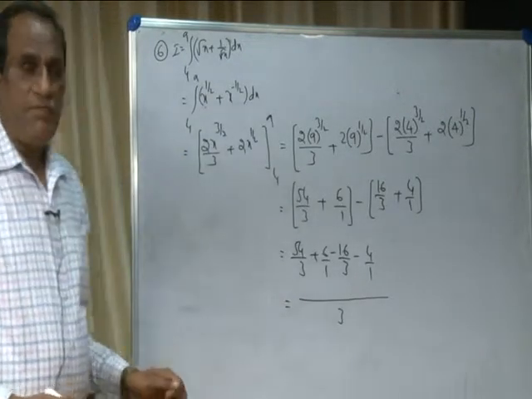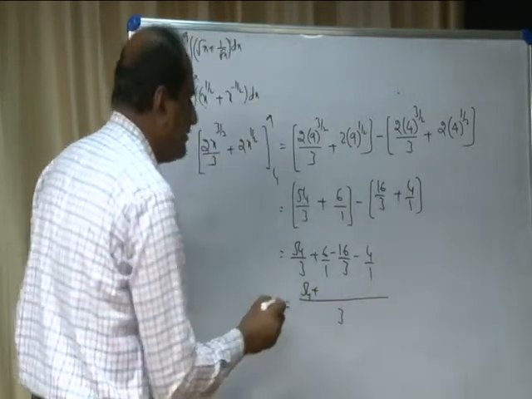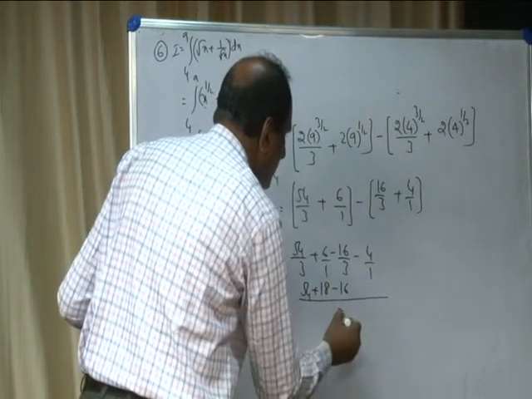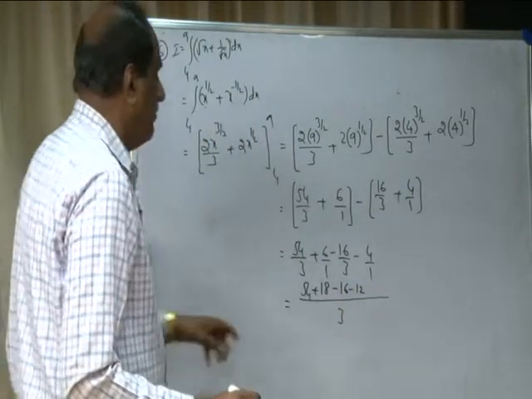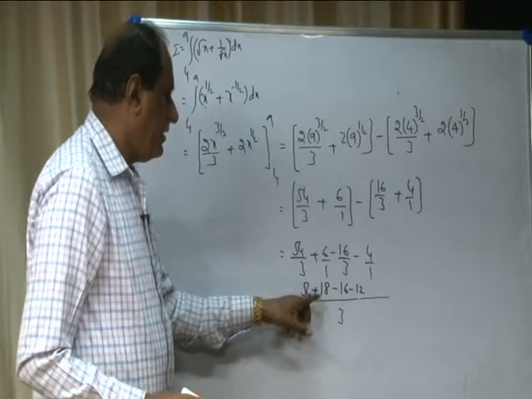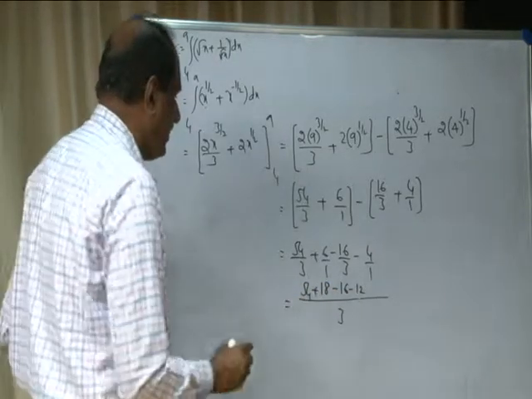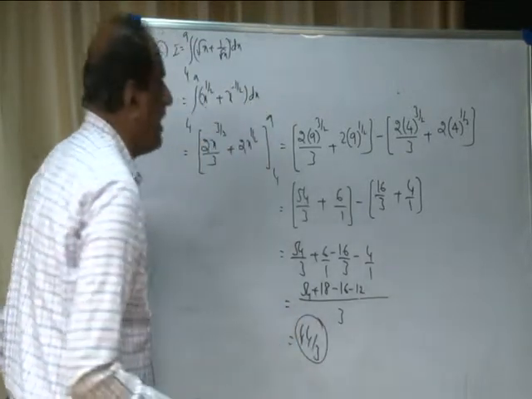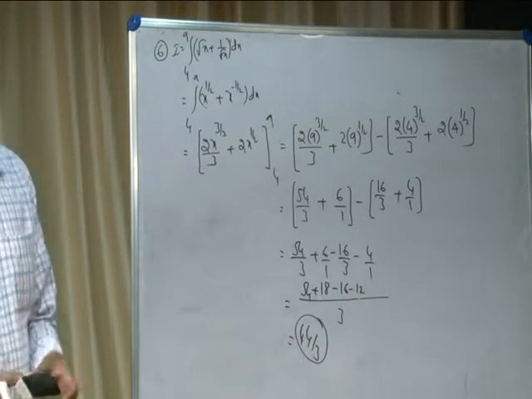Now, simplify: 54, plus 1 divides 3 times, 3 into 6 is 18, minus 16, that is 3 times minus, 3 into 4 is 12, minus 12. Then 54 plus 18 minus 16 minus 12, that is 44 by 3. So, this is the value of the definite integral.